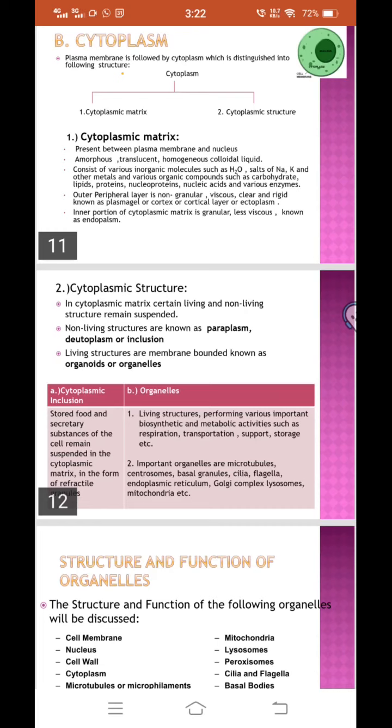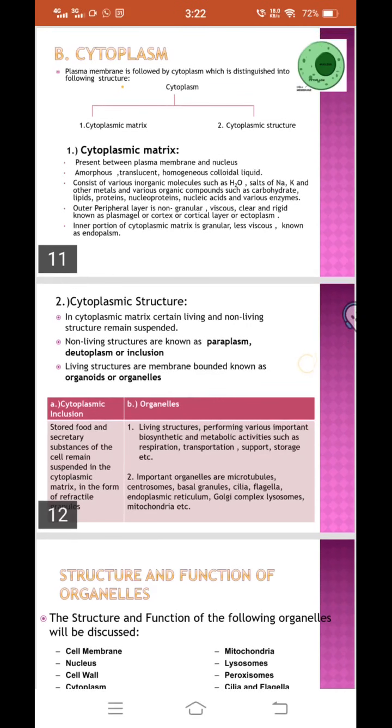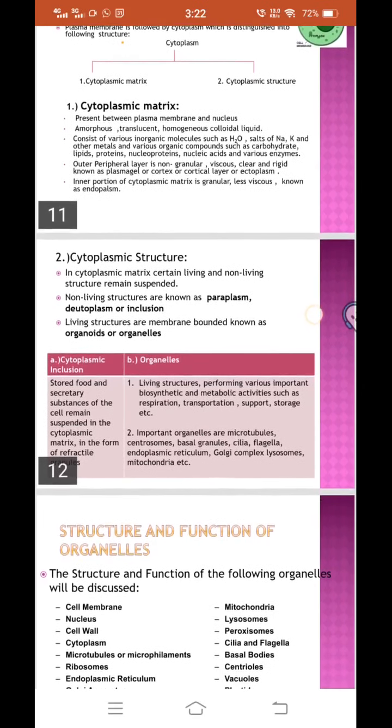Now this cytoplasmic matrix has an outer peripheral layer, which is non-granular. The outer peripheral layer is non-granular, and this is a viscous, clear and rigid layer. Okay, and this layer is known as plasma gel, or we can say it is also known as ectoplasm. So ectoplasm का मतलब क्या हो गया? The layer, the liquid which is present just below the plasma membrane, that is the ectoplasm, and that layer is the outer layer of the cytoplasm.